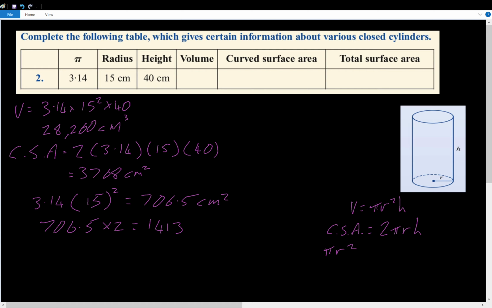1413. So in order to get our total surface area, we're going to add 3768 plus 1413, and we get 5181. So that is 5,181 centimeters squared, like that. And that is that.